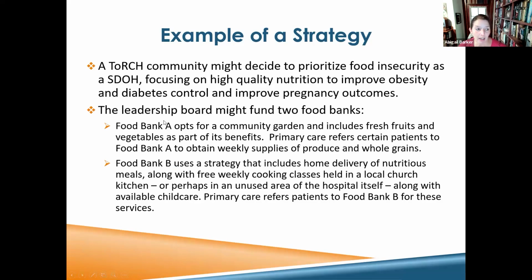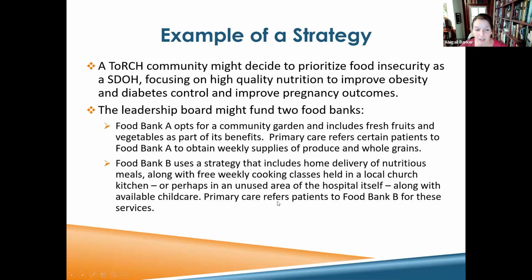So maybe with that in mind, the leadership board provides capacity building funds to two food banks. One of them gets the money to start a community garden, and they really focus on fresh fruits and vegetables. And then primary care says, okay, that's the place we're going to send some of our patients who really need a supply of produce and whole grains, and we're also going to provide some education and make sure they know what to do with that food. Maybe Food Bank B does home delivery of meals and free weekly cooking classes. Maybe they're providing some childcare to bring in more young families or mothers. And primary care is referring some other patients to that scenario.